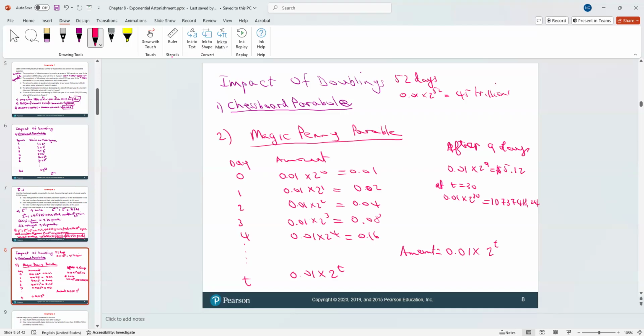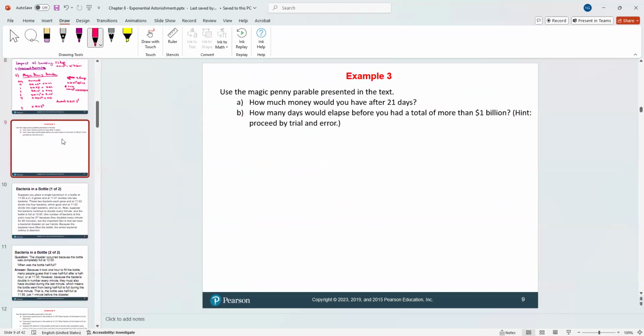So what we're trying to show you here are different ways of doubling. Now, if we go with these examples we just did, we use the magic penny parable present in the text. How much money would you have after 21 days? So if you take 21 days, you just take 0.01 times 2 to the power 21.